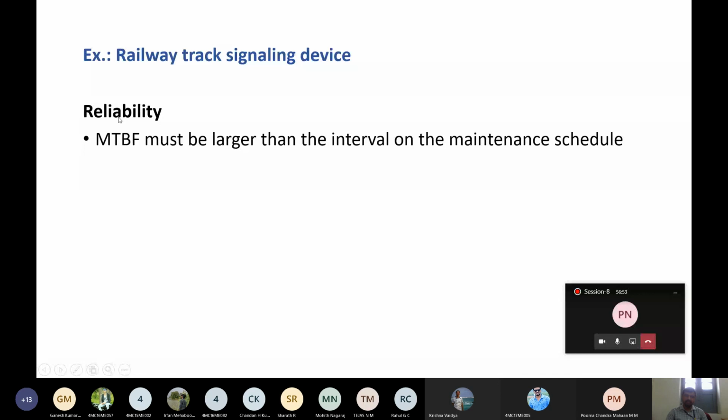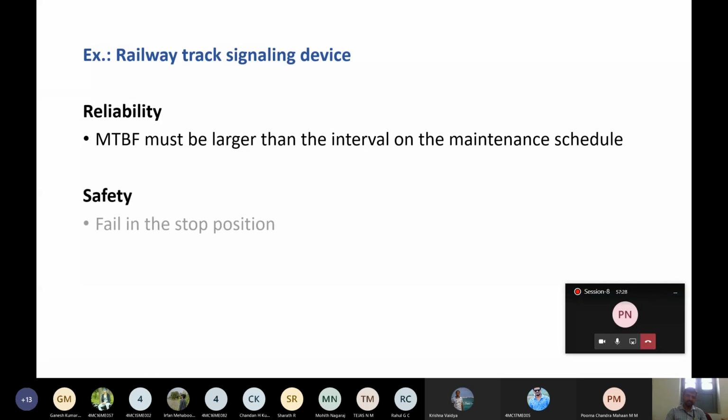In case of the railway track signaling device, the mean time between failure must be larger than the interval on the maintenance schedule. That means if the maintenance schedule mentions that after every 3 months one technician has to check whether everything is correct in the signaling device or not, and it is specified as 3 months, at any cost it should not fail within 3 months. That is the meaning of reliability.